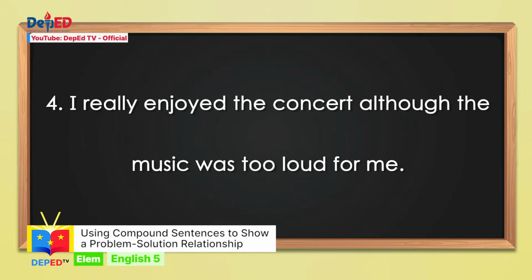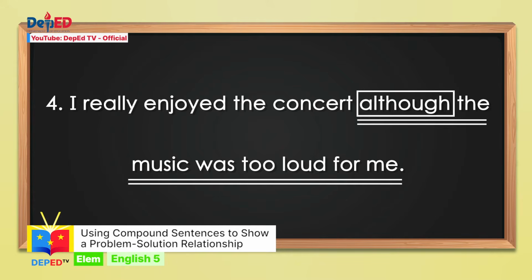Number 4. I really enjoyed the concert although the music was too loud for me. Although is a subordinating conjunction, so the dependent clause is although the music was too loud for me. This clause is the cause. The other clause gives a complete thought on how a person felt about the concert. This is an independent clause and is the effect.